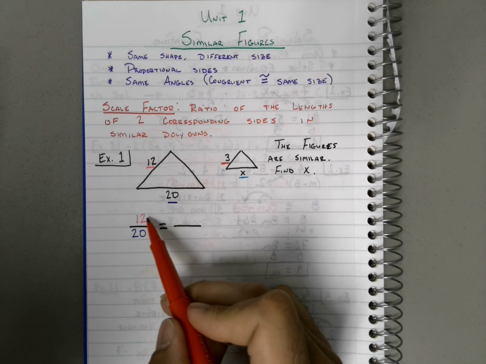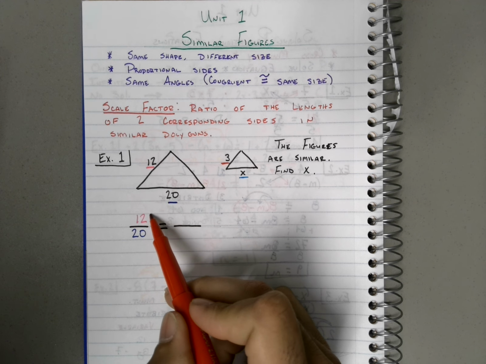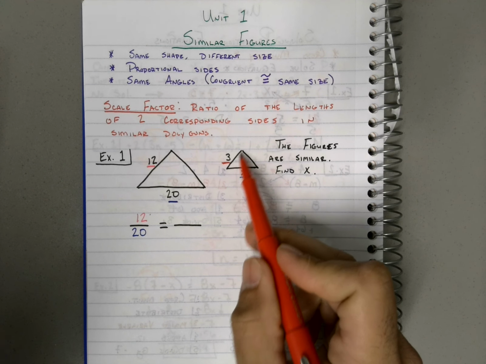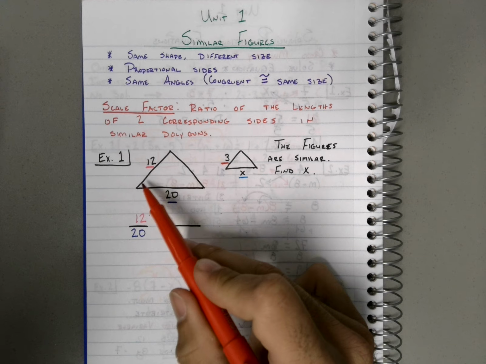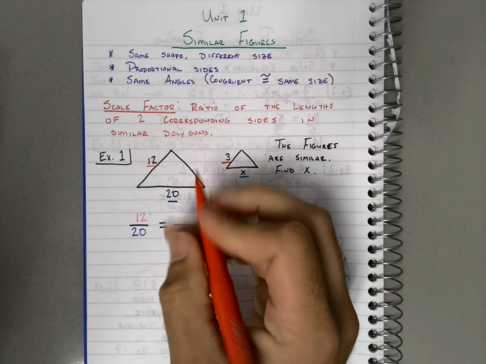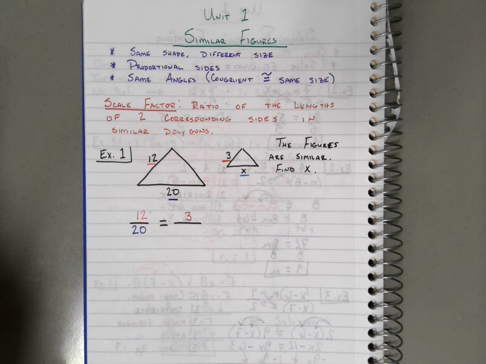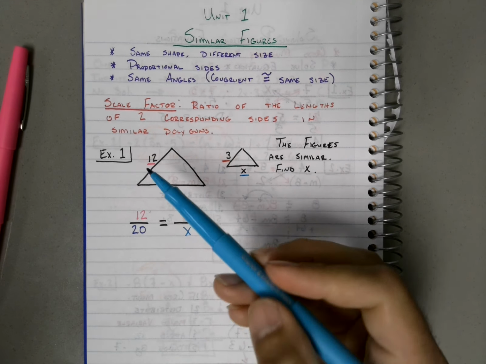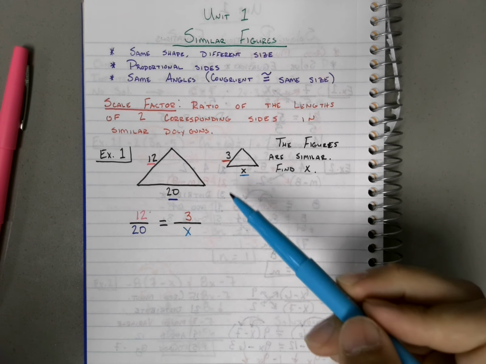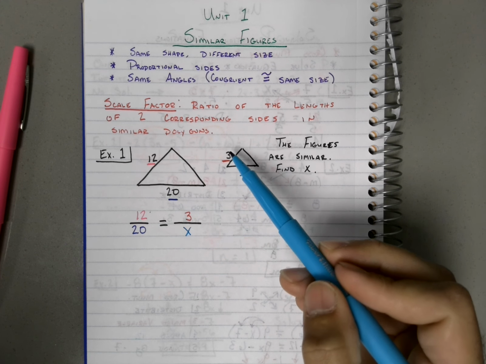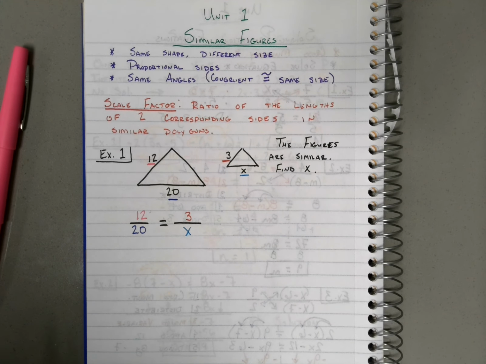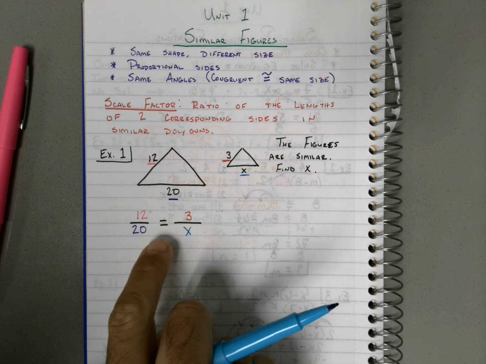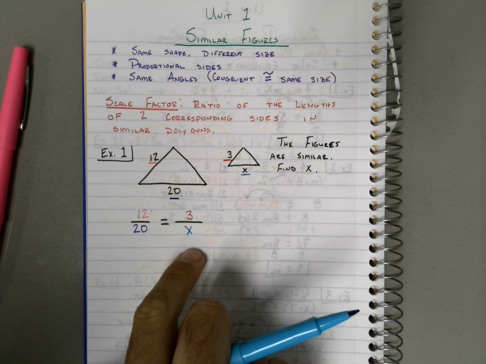If I started with 12 here, I should start with the same side that I started on the top. So this is 12. That means I need to start with 3 over x. We can't have 12 over 20 equals x over 3. If it's 12 over 20, I have to start with the same one here. Okay, so this is one way to set it up. This is figure to figure.